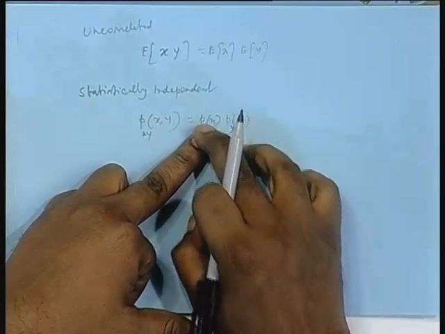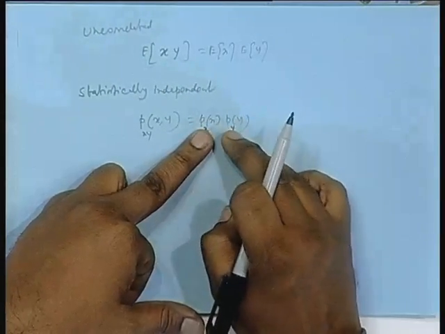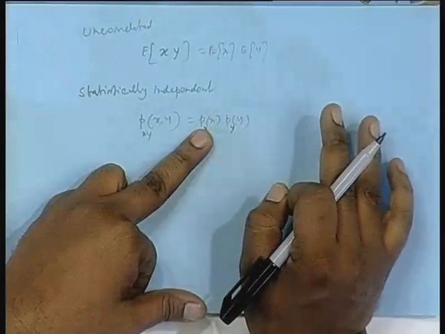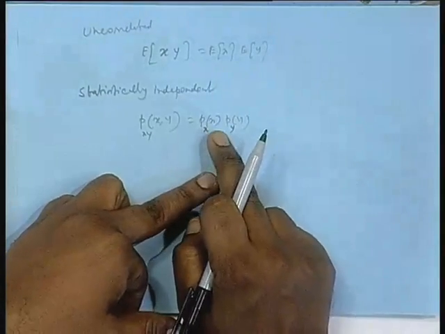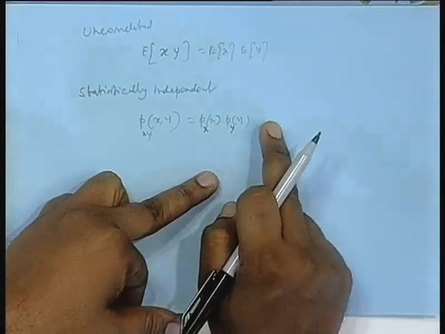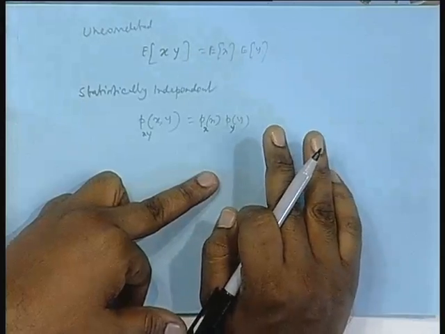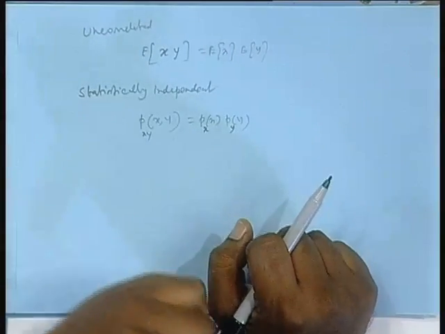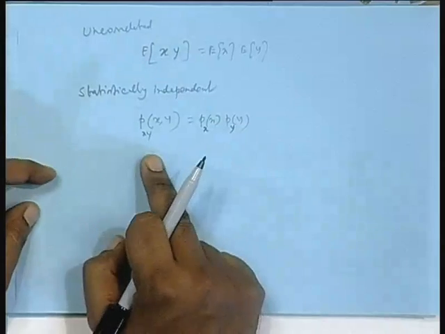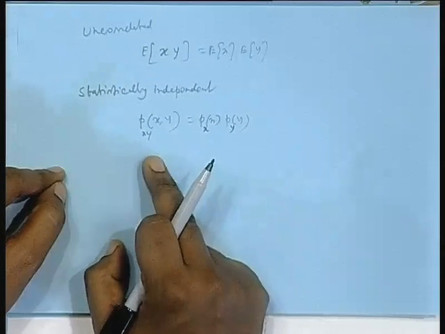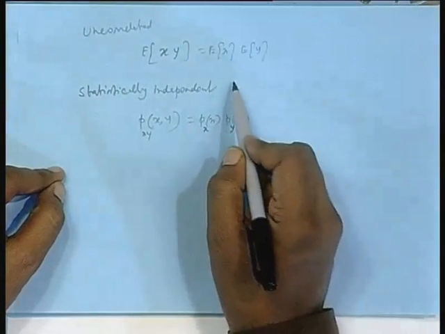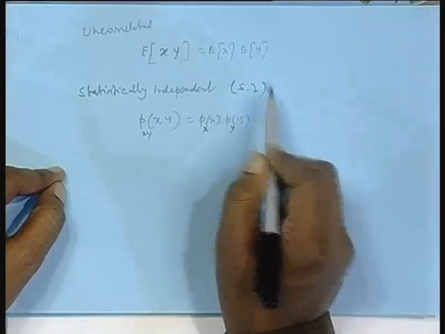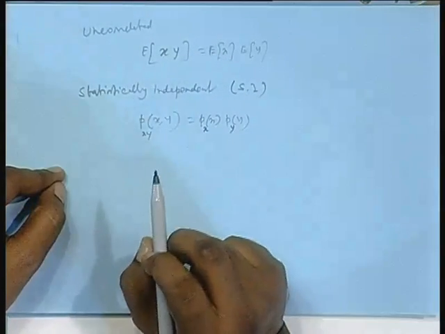They will assume I am using the same function as though x and y have the same probability function, which may not be the case. Just to differentiate, I put P x of x, P y of y, just to save ourselves from mathematicians. Okay. Now, if they are statistically independent, then they are uncorrelated, not vice versa.